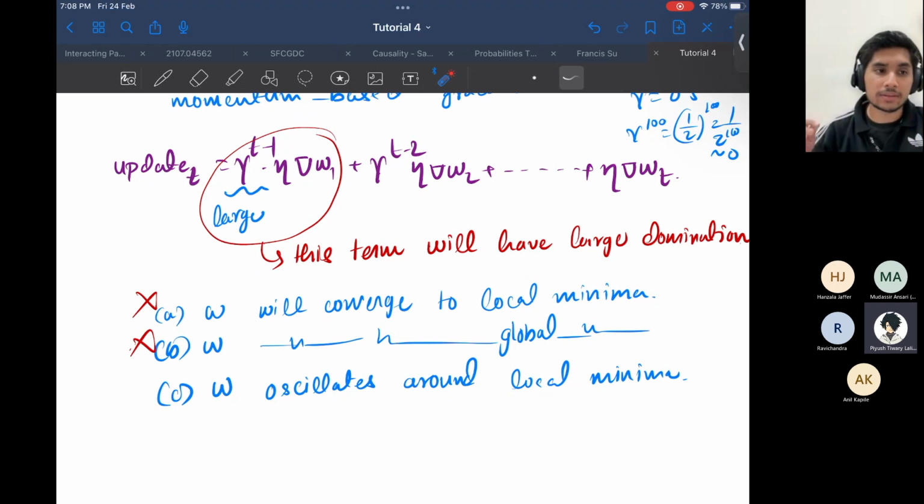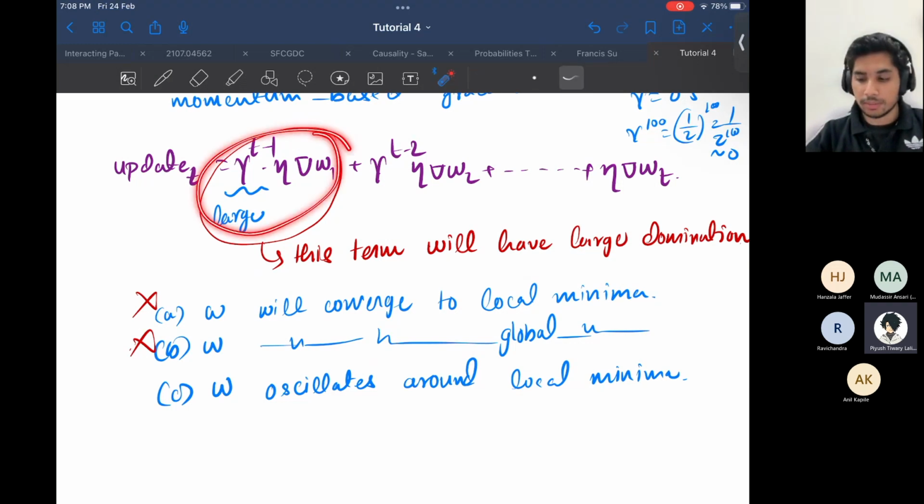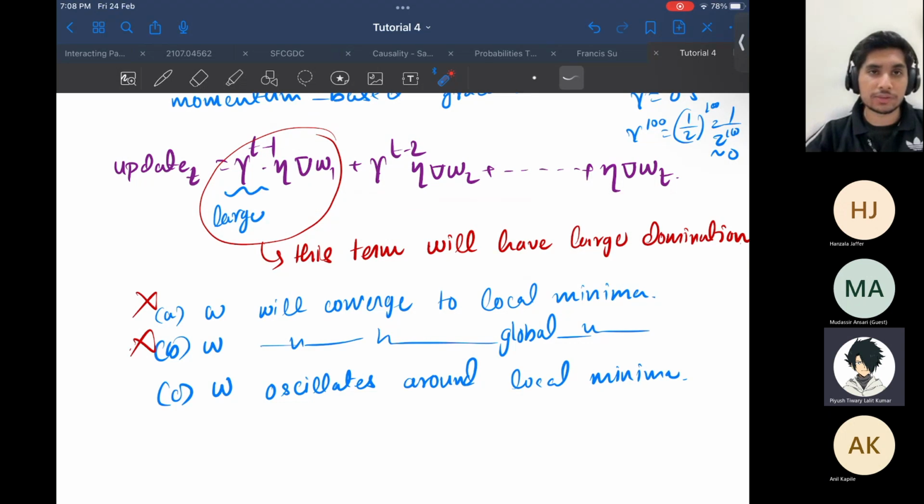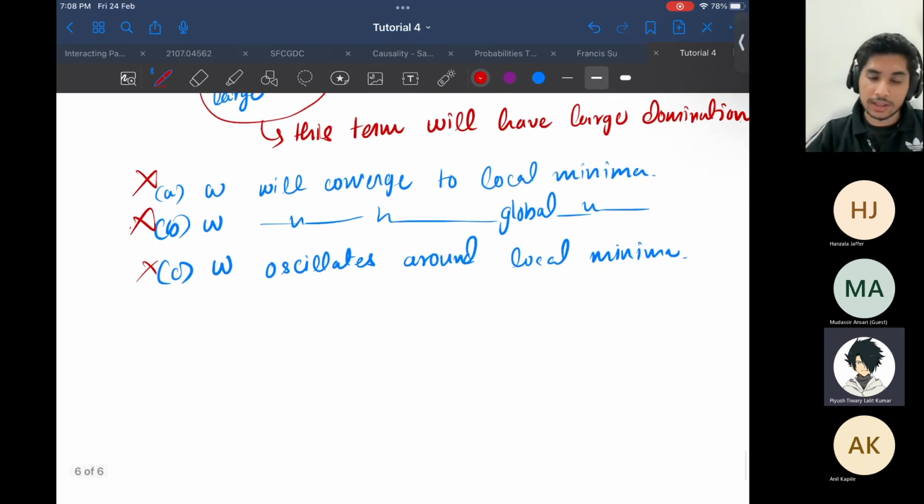I hope my idea is clear, right? I cannot say if I am near to a local minima or not. This option is saying that I will not only be around the local minima, but I will oscillate around it. I don't have evidence for that as well. All we know is that this will be a dominant term, and this won't contribute as much as this term. So this is also not correct. All of these are incorrect.